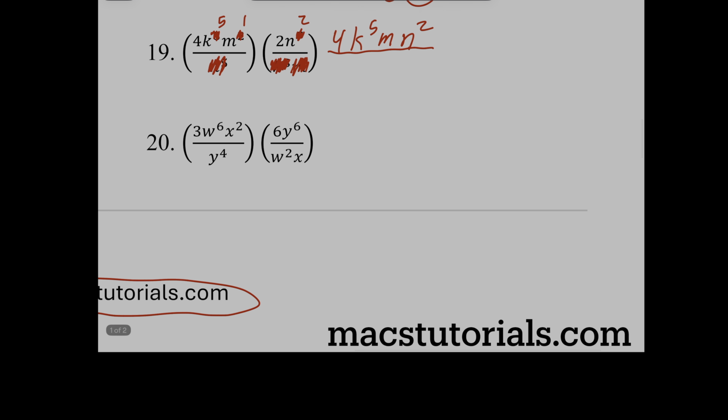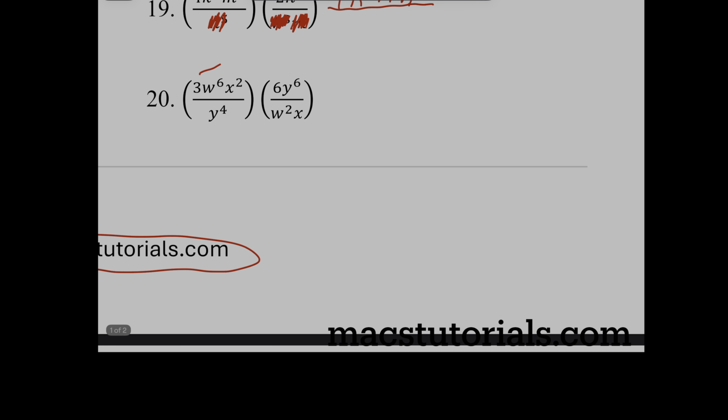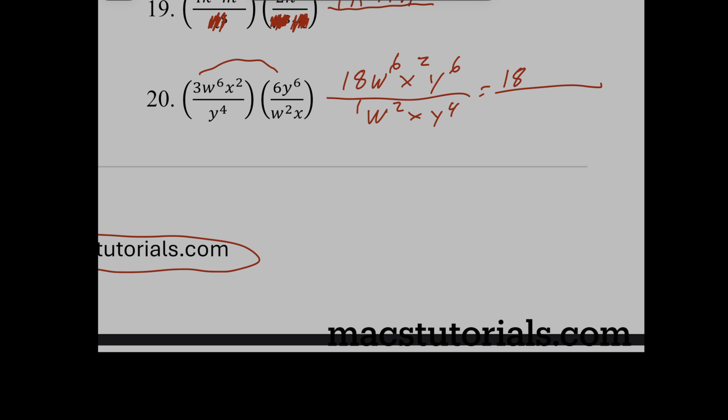Okay, and lastly, I'll do the multiply across. 3 times 6 is 18. W6 X2 Y6 over W2 X Y4. And that's going to equal 18. Now, let's go ahead and subtract the W's. I'm going to get W to the 4th. Let's subtract the X's. There's an X. Let's subtract the Y's. There's a Y squared. And that's my final answer.